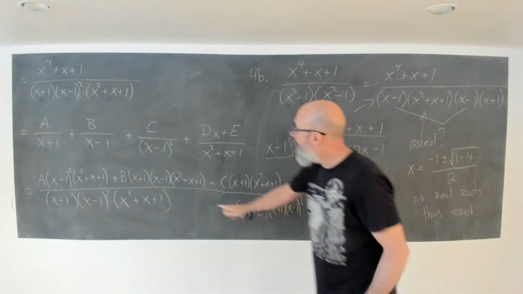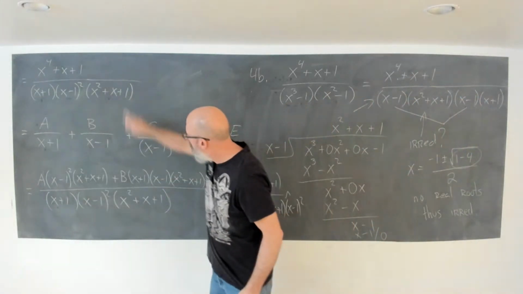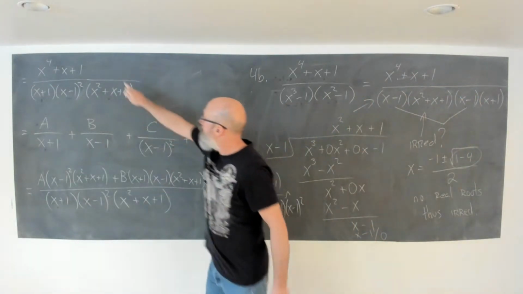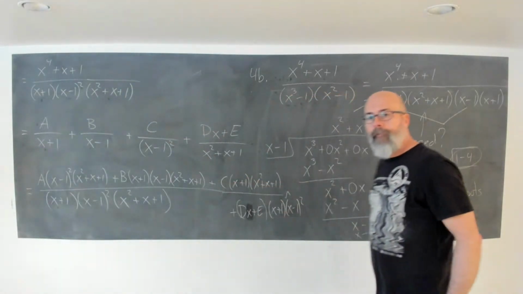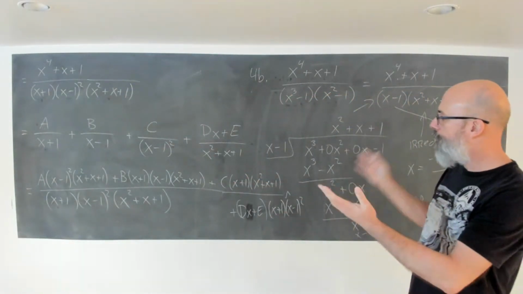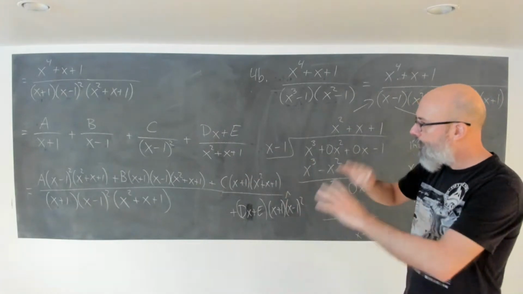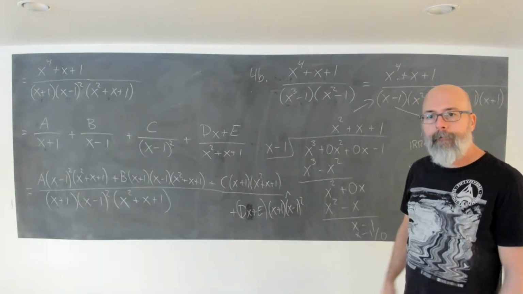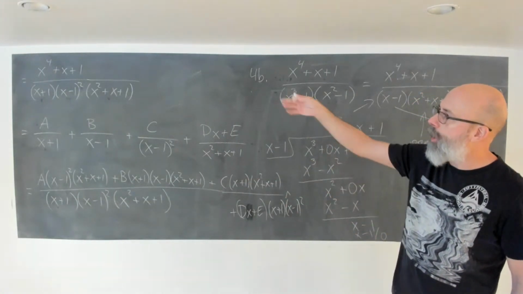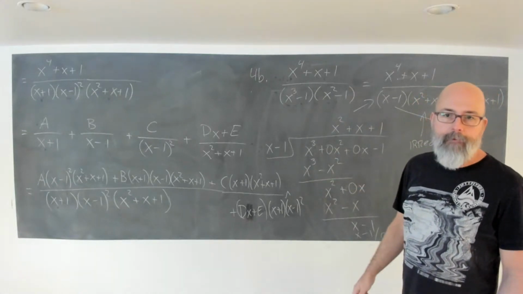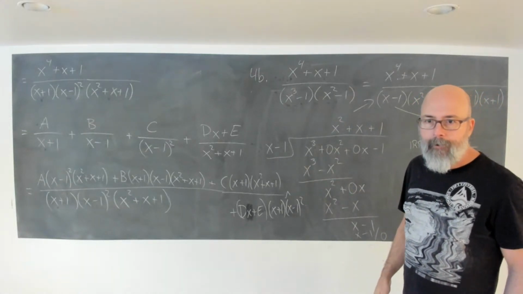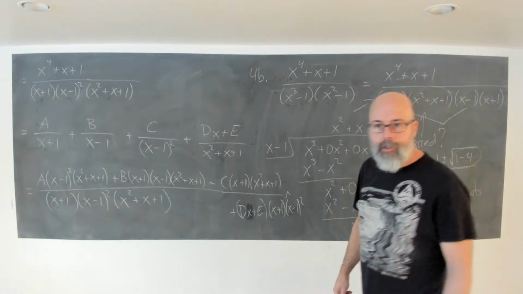So now that you have the same denominators, you can equate the numerators. Multiply this whole business out, and equate the coefficients. You'll get 5 equations, 5 unknowns that you can solve using matrices or otherwise.